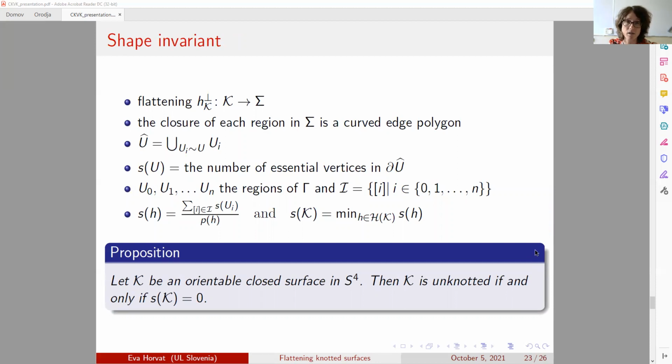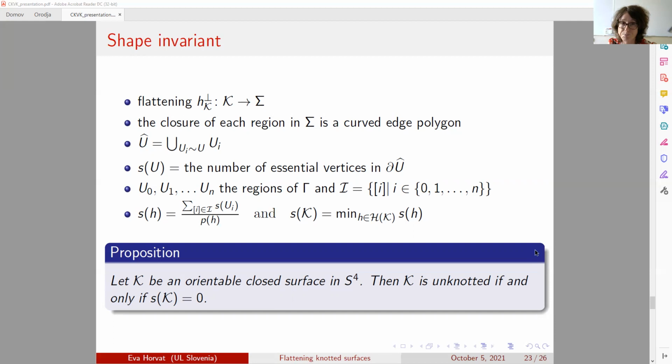Besides the invariants I presented here, that are in their nature topological, we might also consider geometric invariants that come from the flattenings, such as the shape of the regions or the number of vertices of given type. So if we have a flattening of an embedded surface K, then the closure of each region in the 2-sphere sigma is actually a curved edge polygon whose vertices are the vertices of the marked graph diagram.